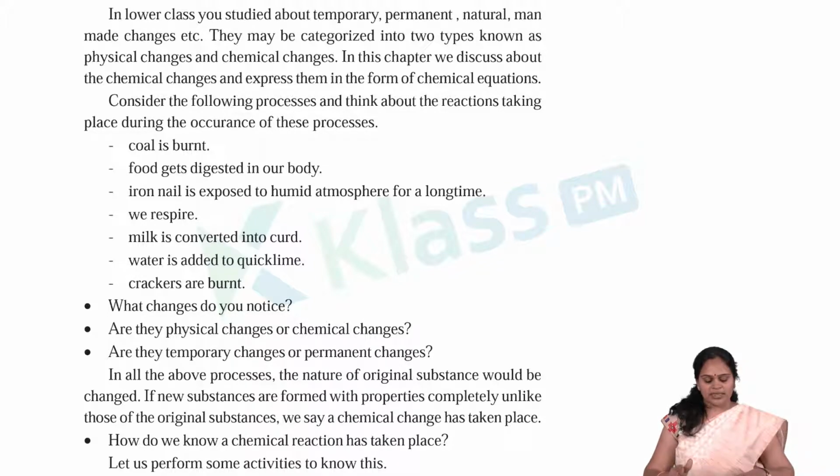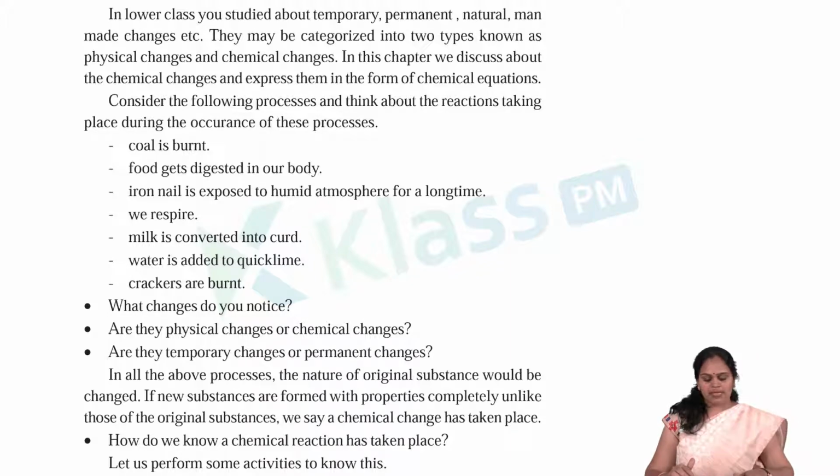In all the above cases, the nature of the original substance is changed. If new substances are formed with properties completely unlike those of the original substances, we say a chemical change has taken place. What did we understand here? The original substance completely changed its properties and a new substance is formed. Then we can say that the change is a chemical change.